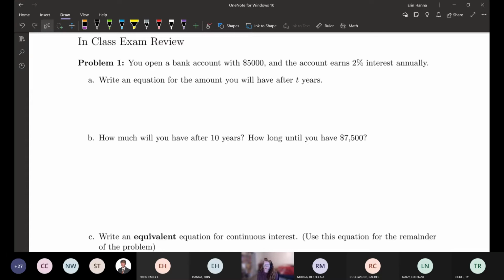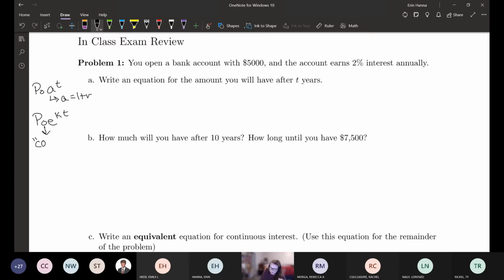So say we open a bank account with $5,000 and the account earns 2% interest annually. The first thing we want to do is write an equation for the amount you will have after T years. So this goes way back to chapter 1 material. This is an exponential function. So remember, we have two forms of an exponential function. We have P naught a to the t and we have P naught e to the kt. And remember that the a is made up of 1 plus the rate, and then the rate in the kt form is just the k.